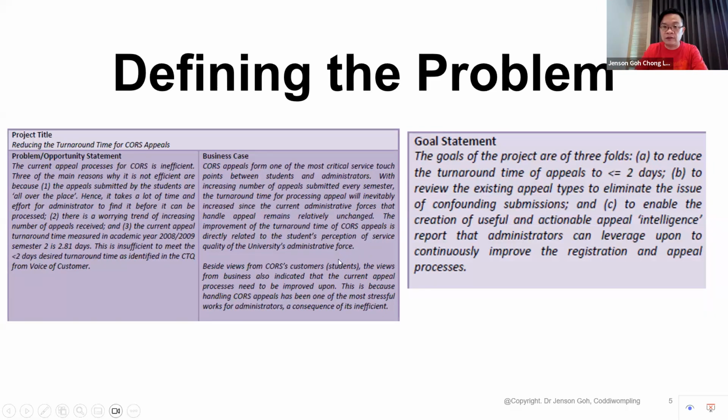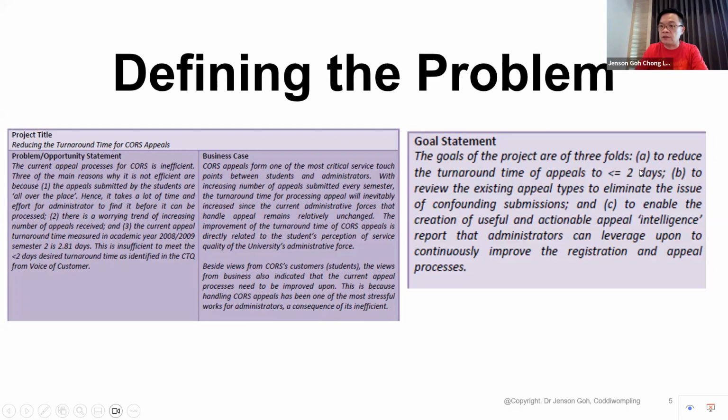Based on this view from the business, our current process needs to be improved, because handling appeals has been one of the most stressful work for the administrators, a consequence of its inefficiency. So as a result, we came up with a goal.